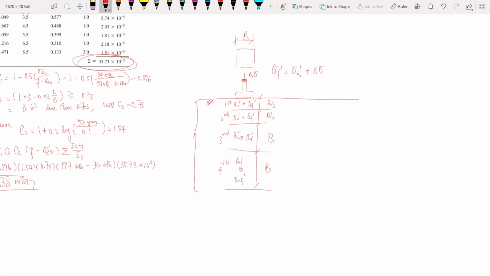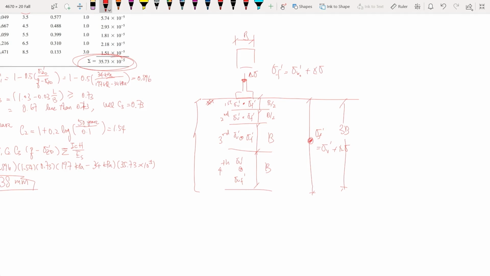Why we need 4 layers again is because if we just use 1 layer, then you will just look at the stress at the midpoint of the whole layer. So if you just use 1 layer, so this is 3B, right? You will just look at the stress at the midpoint of that 1 layer, and you look at the original stress, and also we look at the final stress. Well, the final stress will be equal to the original stress plus the change of the stress.